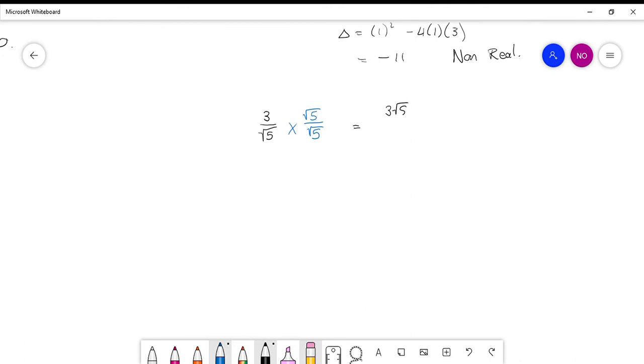3 root 5 over 5. Now you have to check, can that be simplified further? No, it can't. So you're done. Okay, rationalizing the denominator.